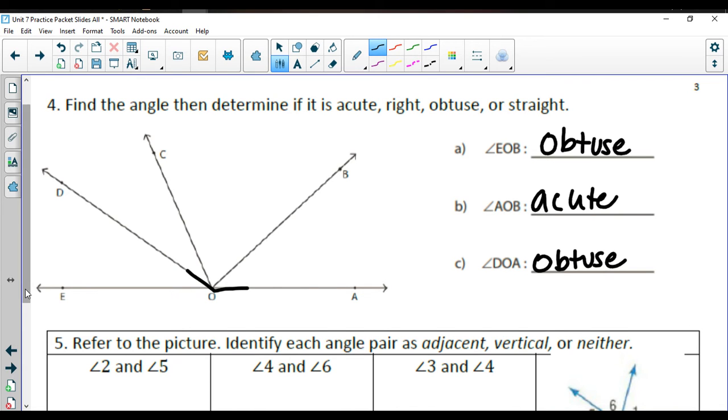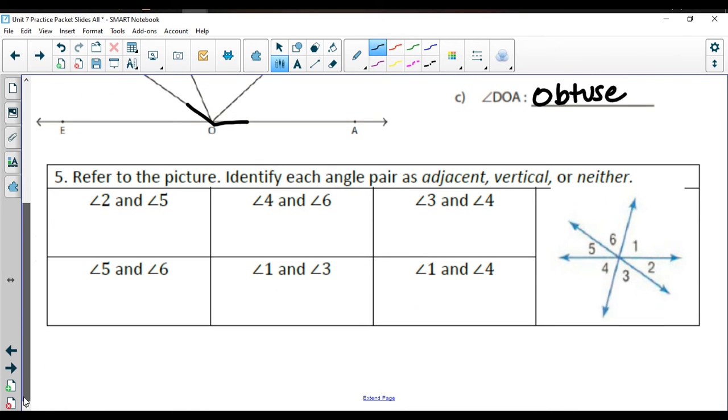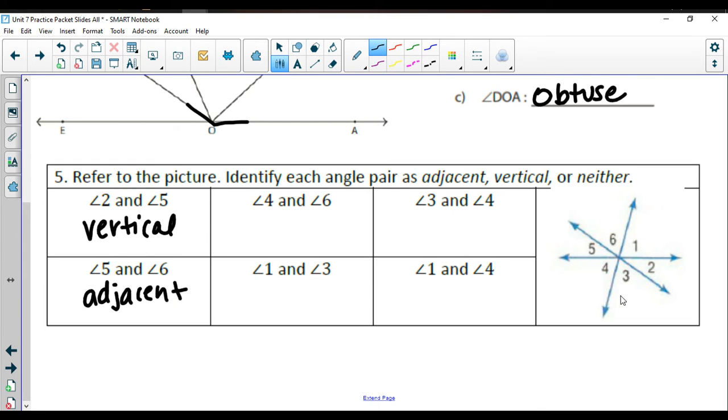So going back to our picture, we talked about adjacent verticals today. So looking at angles 2 and 5, they're opposite across from each other, so they are going to be called verticals. Angles 5 and 6 are right next to each other, sharing that common side, so we call them adjacent. And from here on out, I'm going to shorten these. Angle 4 and 6, they are neither vertical nor adjacent, so we're just going to put neither.